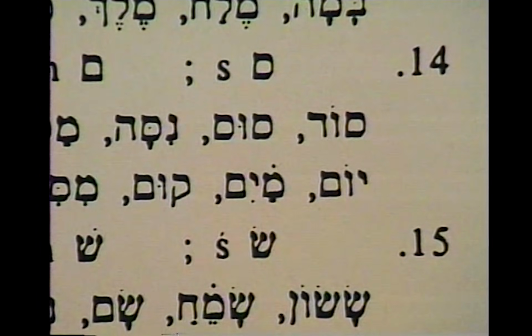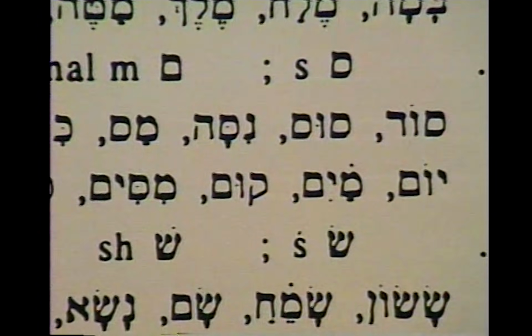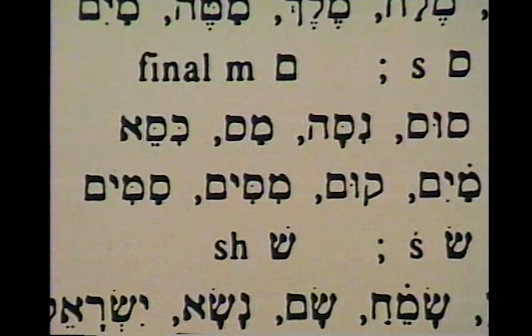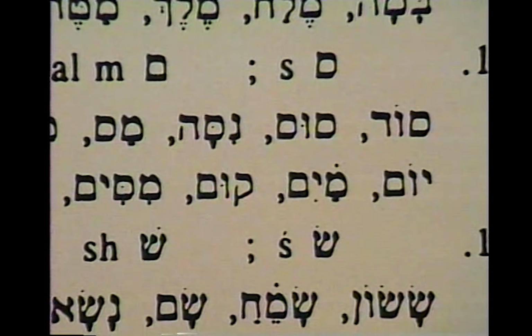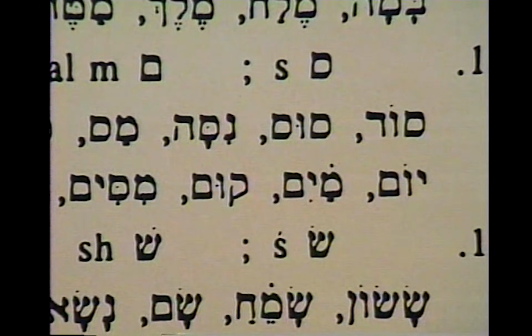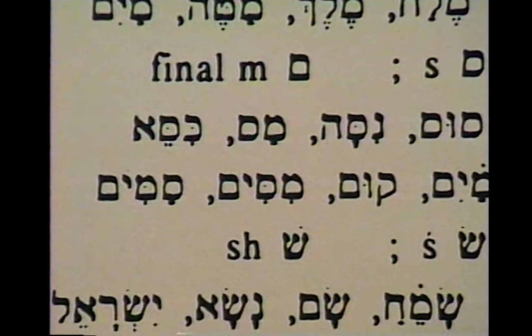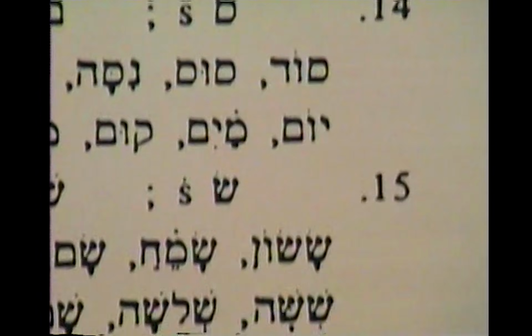Sod, Sus, Nisa, Mas, Kisei. Next line. Yom, Mayim, Kum, Misim, Samim. Number 15, distinguishing between the Sin and the Shin.